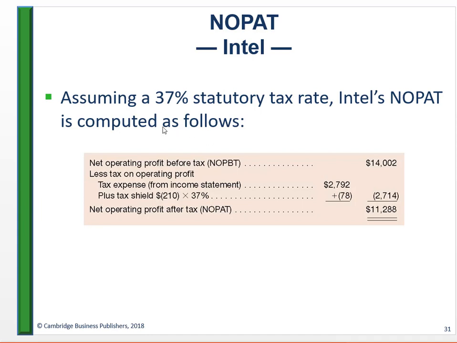So let's look at the calculation here. Assuming a 37% statutory tax rate, Intel's NOPAT is computed as follows. We take our net operating profit before tax of $14 billion, and then we're going to calculate our tax shield, basically, which is our tax expense from the income statement of $2.7 billion, plus our tax shield of 210 non-operating expenses times 37%, which equals $78 million. And that totals $2.7 billion, which we subtract from our net operating profit before tax to get our net operating profit after tax of $11.2 billion.